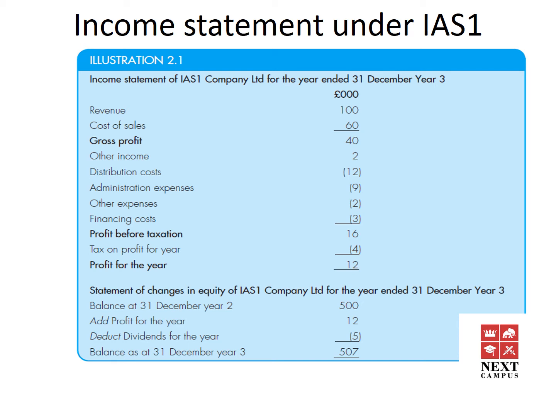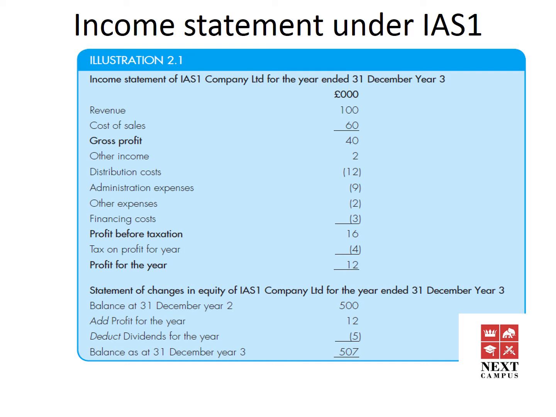So now here you will get an example of a typical income statement. Income statement under International Accounting Standard number 1. Revenue is there, cost of sales given, minus gross profit 40,000, then other income plus 2,000, distribution cost minus, administration cost minus, other expenditure minus, finance cost, profit before tax, then you will get the profit for the year.